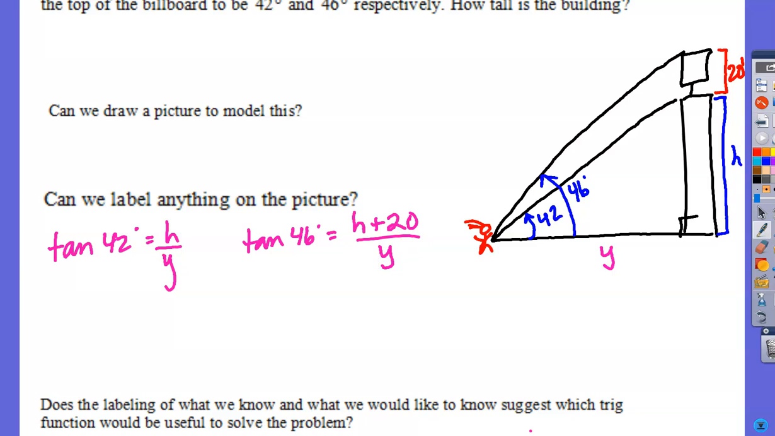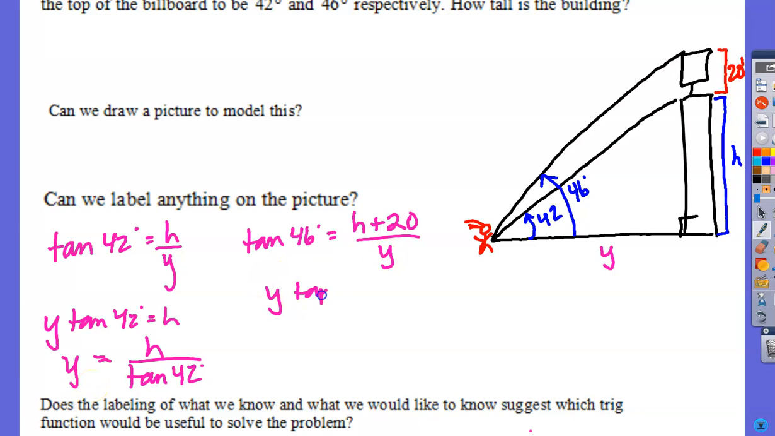This is where we're going to be able to do some good work, because they both contain y. So that means I can substitute and solve. What I would probably do here is multiply both sides by y, and then divide by the tan of 42. So I have h over tan 42 equals y. There are other ways to do it, but this is just the first way I saw. And then I'm also going to solve for y over here. So then I have y equals h plus 20 on top, over tan of 46.